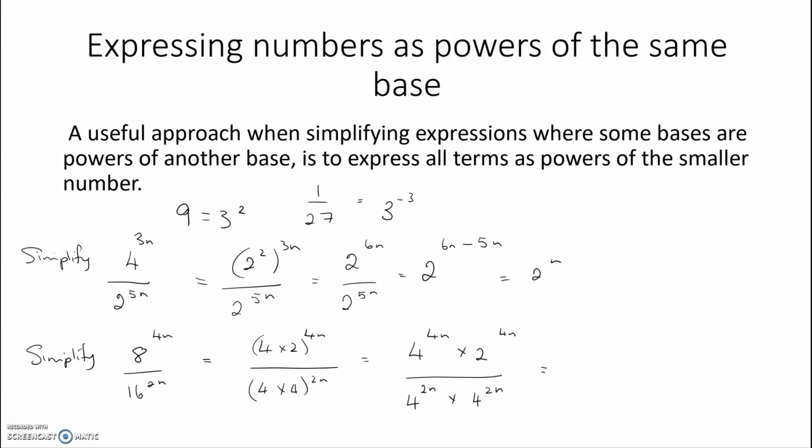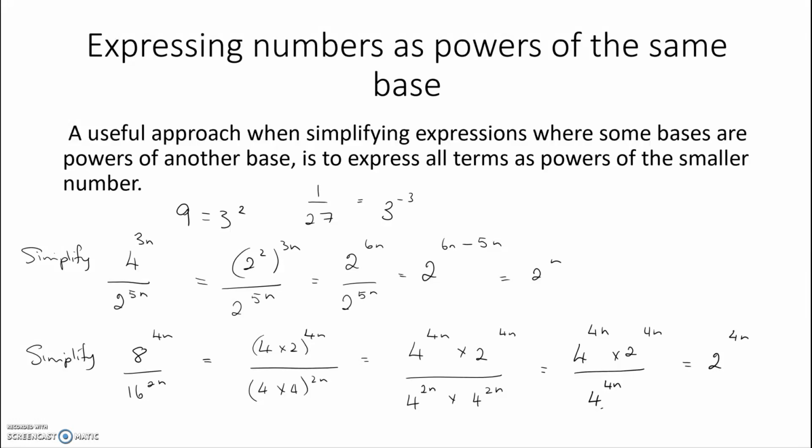Before we do that, let's do some simplification. On the top we've got 4 to the power of 4n times 2 to the power of 4n. On the bottom we've got the same base, so we can add the powers, so it's 4 to the power of 4n, and then 4 to the power of 4n over 4 to the power of 4n is 1. It just leaves us with 2 to the power of 4n.